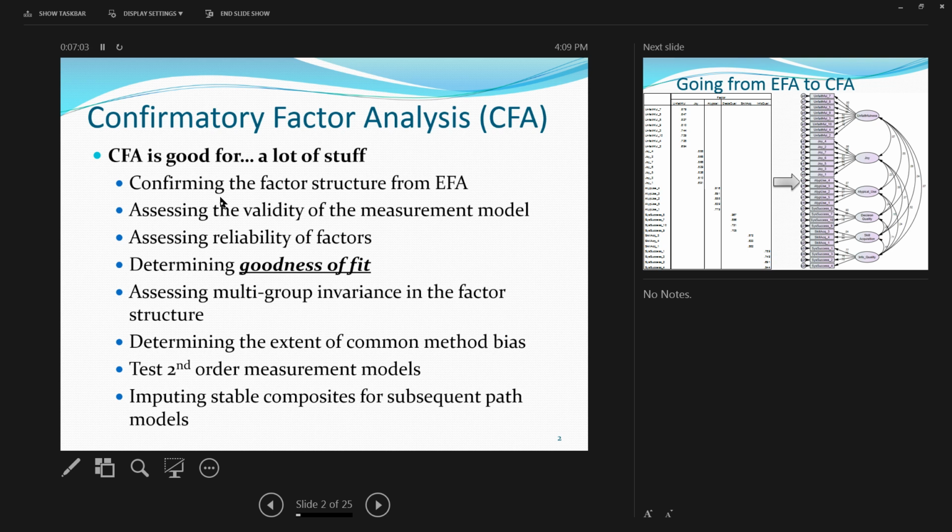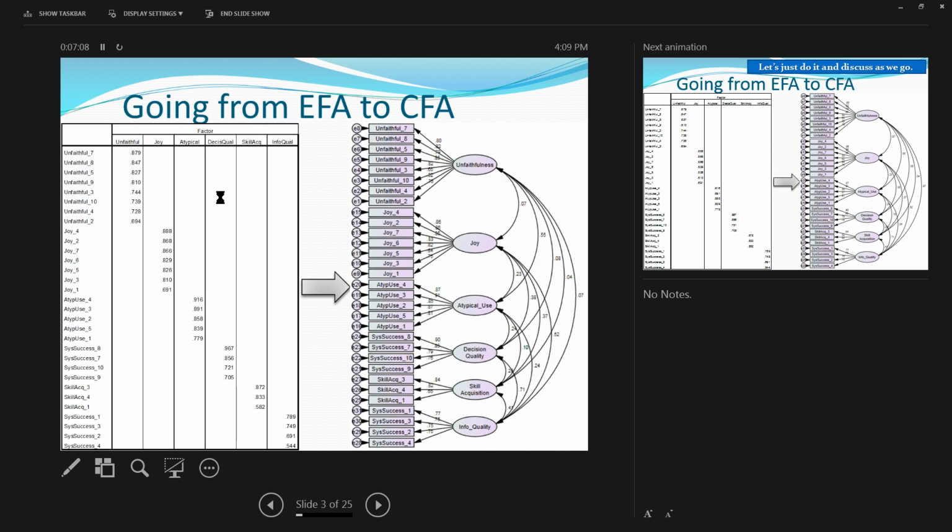Okay. So, we do a ton of stuff in CFA. Tons. In the CFA, we go from the pattern matrix to a visual representation of that pattern matrix with constraints. In the EFA, we have 0 constraints. We're just letting things flow freely and see how they cluster. In the CFA, we say, no. These guys belong to this factor. And these ones belong to this factor. I'm constraining it based on my measurement theory.